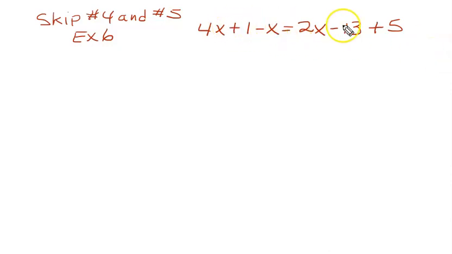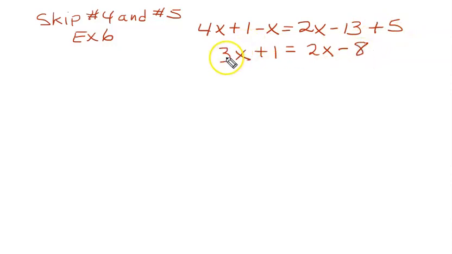Well, there are no fractions. There are no grouping symbols, but we can combine like terms. So that's what we do. So 4x minus x gives me a 3x on this side plus 1. And on this side, 2x. Now we have a negative 13 and a positive 5. Leave me with a negative 8.